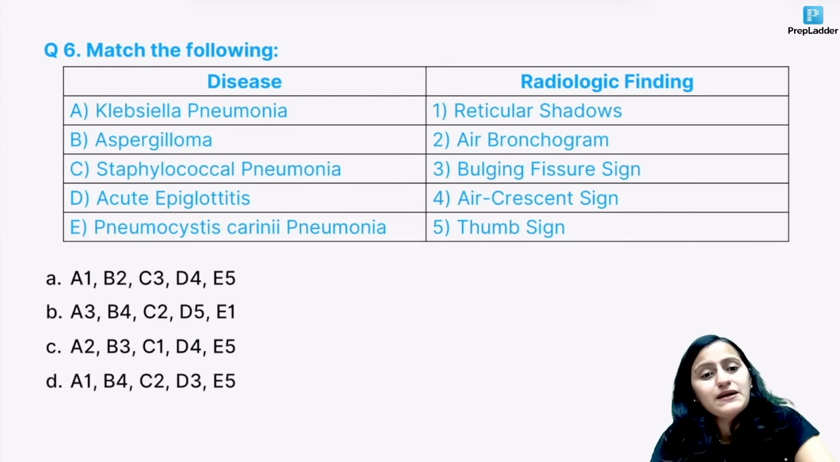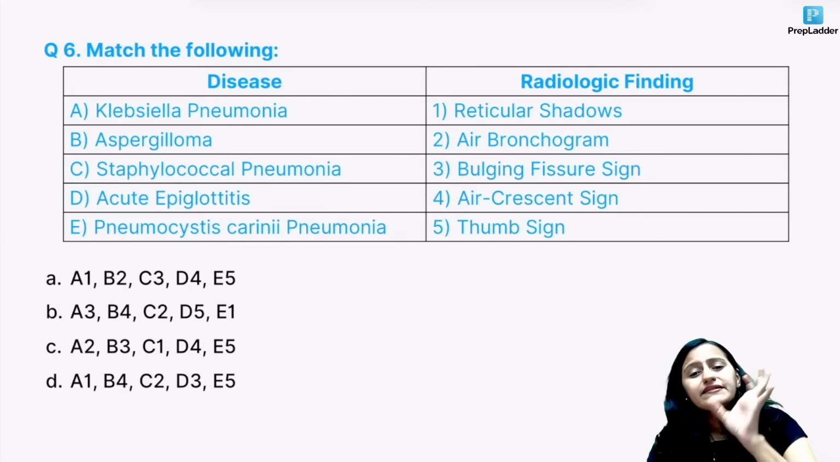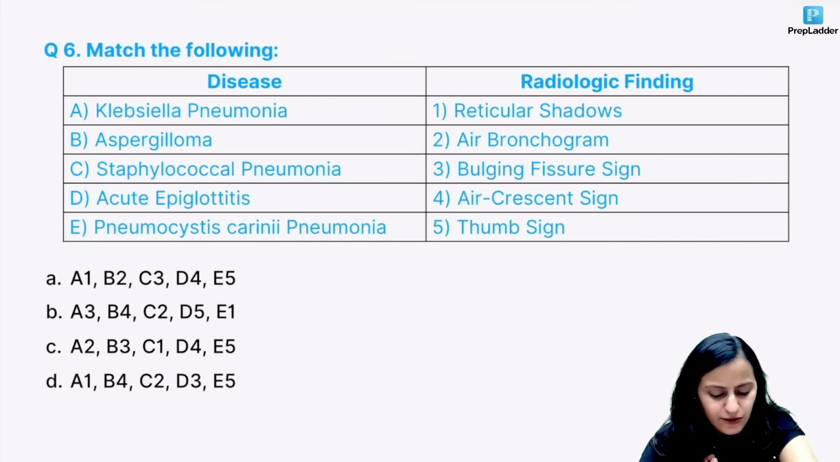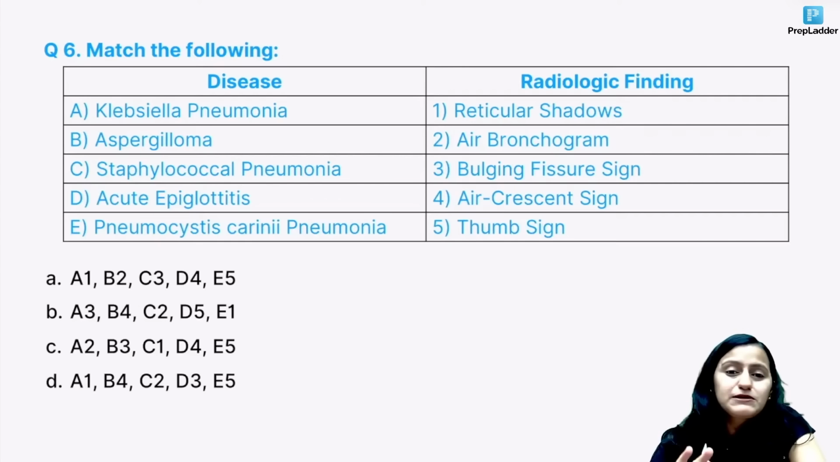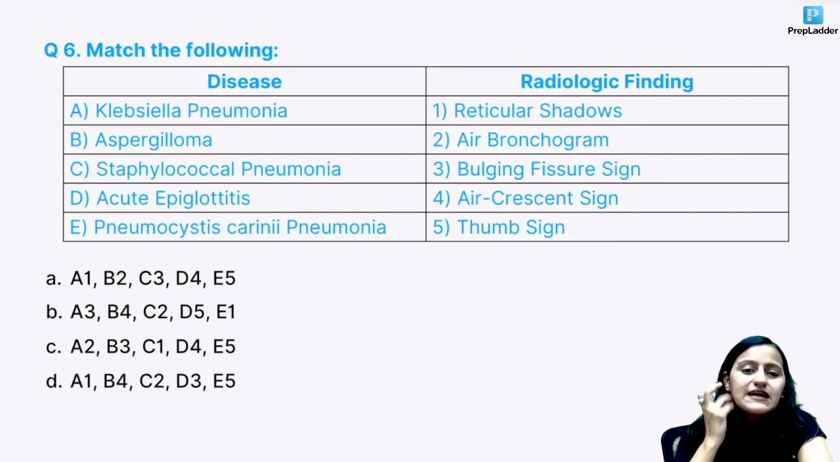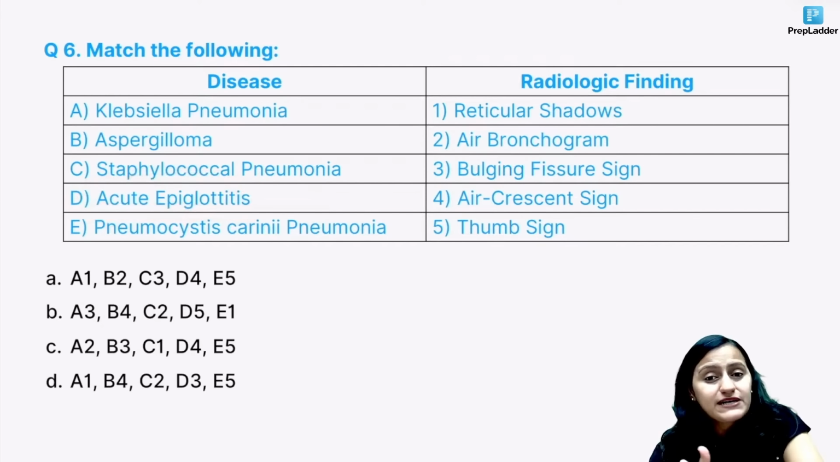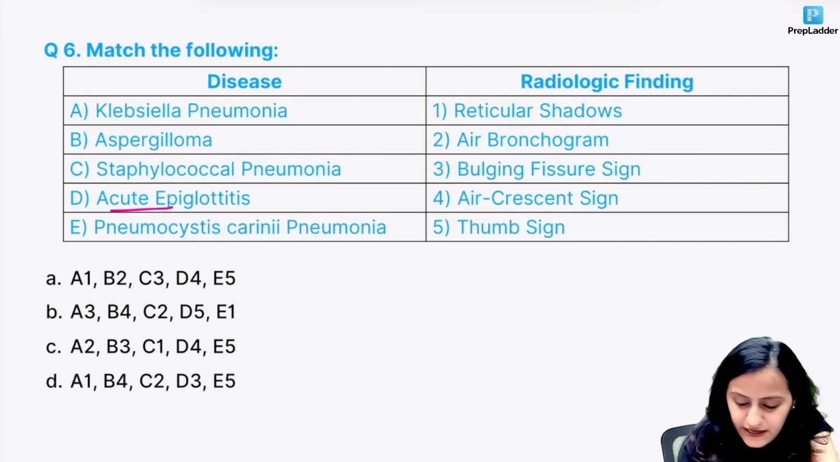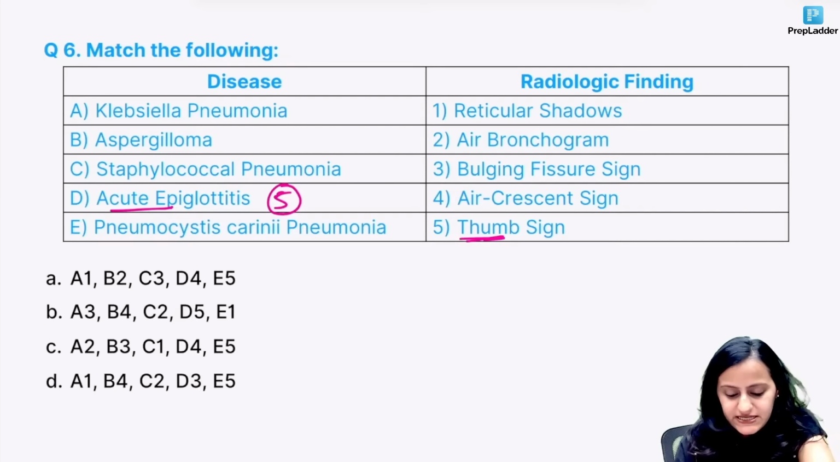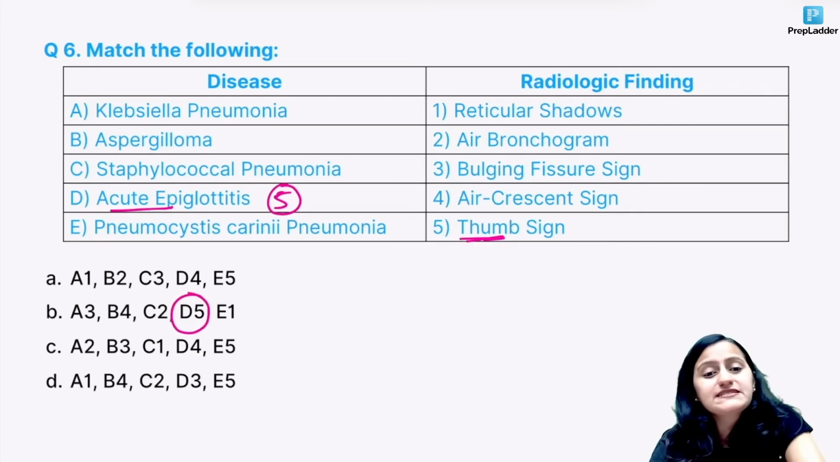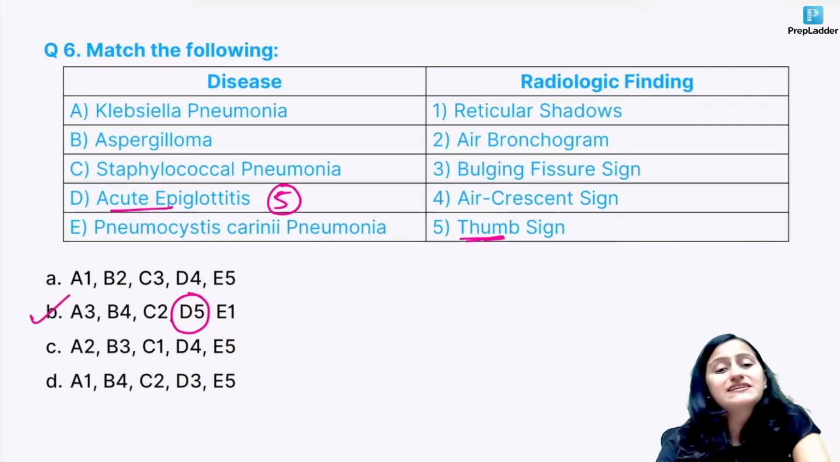Okay, going to next one, match the following with the sign. See, in your INICET exam, when you have match the following questions, they are on the easier side. Why? Because out of all the 4 or 5 options that are given, if you know like 1 or 2, you are able to answer it, right? So you definitely know, for example, epiglottitis is something that everybody reads about. The epiglottis in epiglottitis is thick, edematous, and shows what sign? The thumb sign. So you definitely know that acute epiglottitis is thumb sign. So D is 5. You can see that only in option B, no other options. So straight ahead, you can go ahead and mark the answer as B.